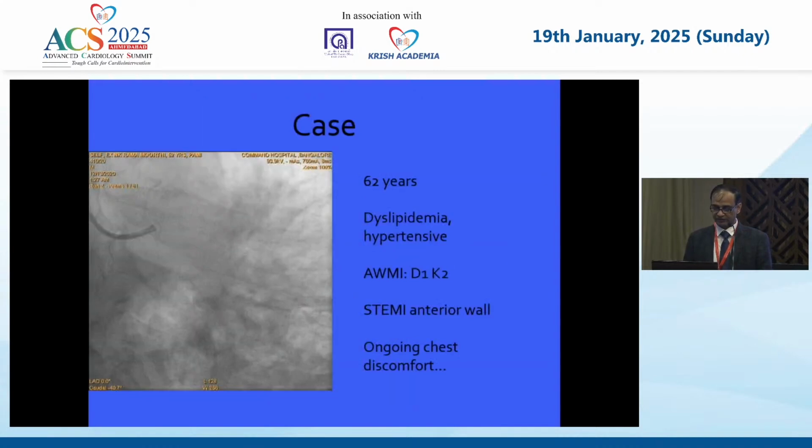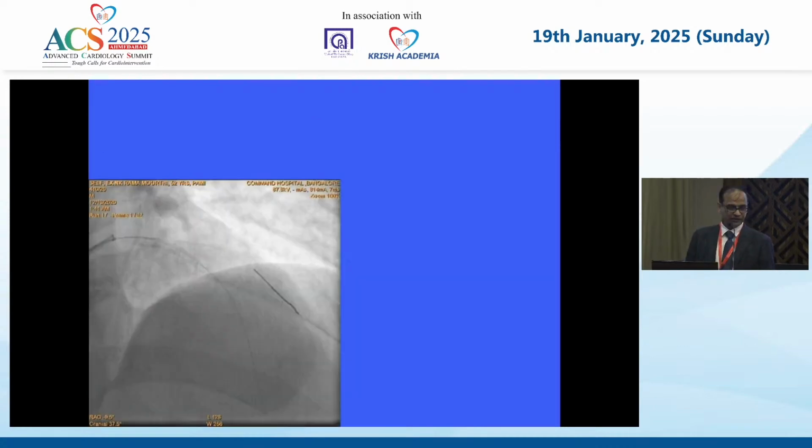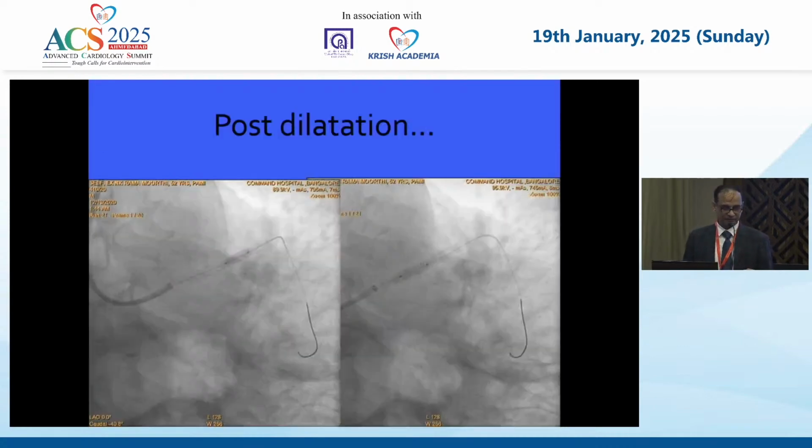So this is just a case example. I think the computer is not going to run. Essentially, this is a... the slides are not moving. Can we get some help? Some do and some don't.